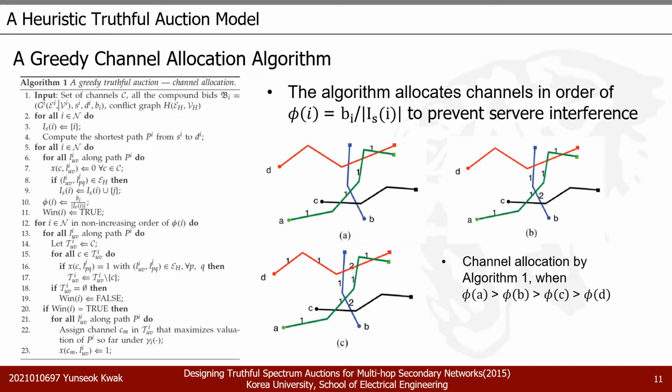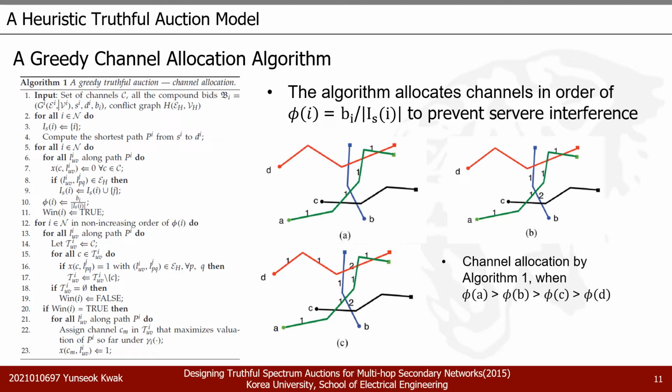And I'll introduce the greedy channel allocation algorithm. We first get compound bids from all the secondary networks and compute the conflict graph. And for each agent, we calculate the number of his conflicting secondary networks, and we divide his bidding by the summation of his conflicting networks. Then we allocate in order of this phi instead of just bid to prevent severe interference.